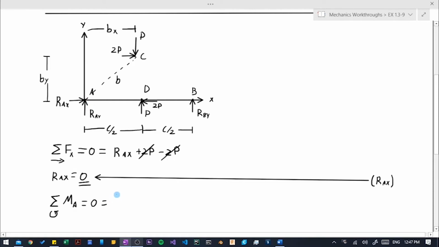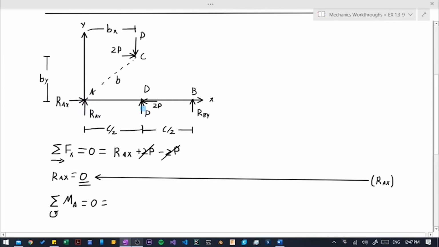so a moment is the force times its perpendicular distance to a point. So the reasons we don't take these two forces into account is because their perpendicular distance is 0, and so they don't have a moment. And similarly, this force right here, the 2P, acting at point D, its line of action goes through point A, which means that its perpendicular distance is also 0.